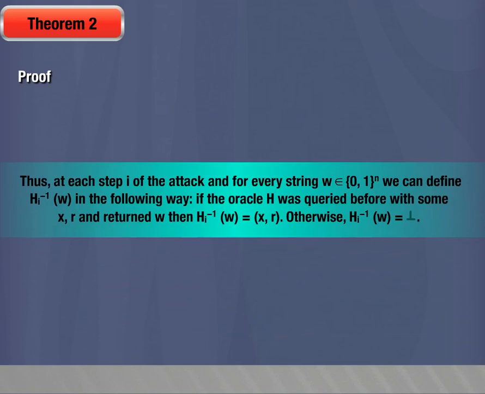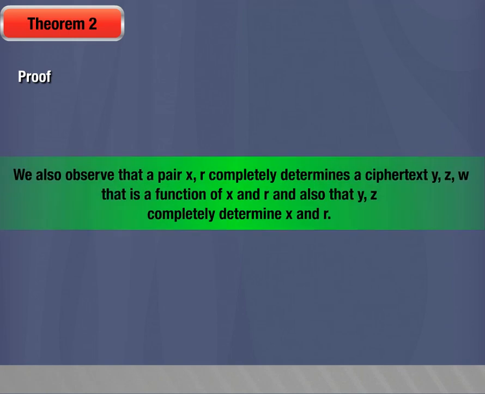Thus, at each step i of the attack and for every string W belongs to {0,1}^n, we can define H_i inverse of W in the following way. If the oracle H was queried before with some (X, R) and returned W, then H_i inverse of W is equal to (X, R). Otherwise, H_i inverse of W is equal to perp. We also observe that a pair (X, R) completely determines the ciphertext (Y, Z, W), that is a function of X and R, and also that (Y, Z) completely determine X and R.